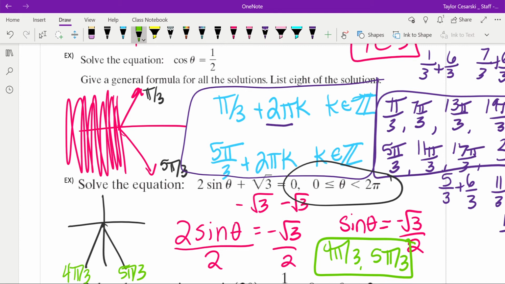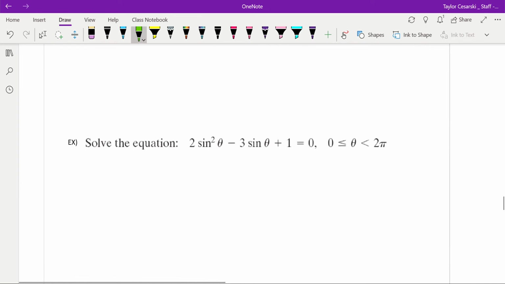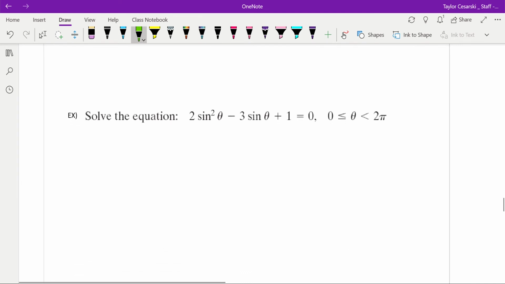Alright, we're going to skip ahead. The next one I'm going to do is on the back. It's the one that says 2 sine squared of theta. So I'm going to give you a second to get there.